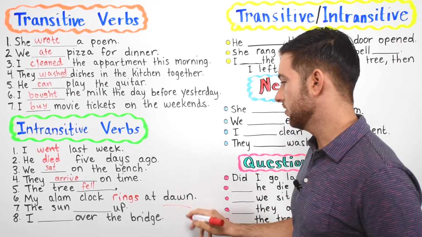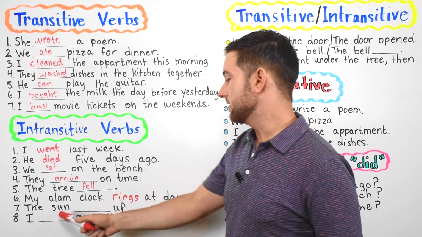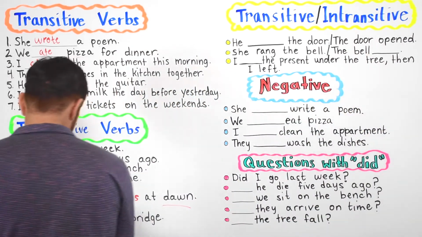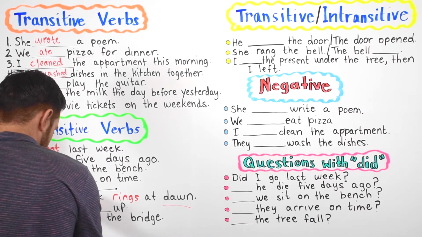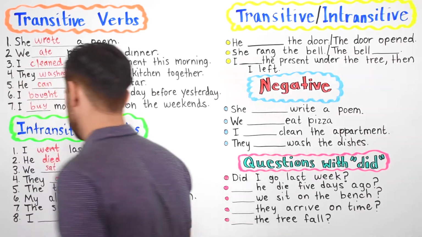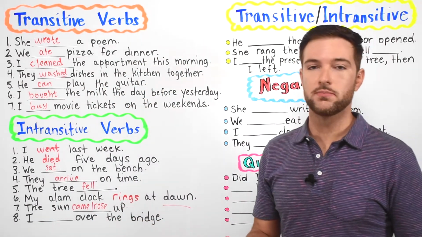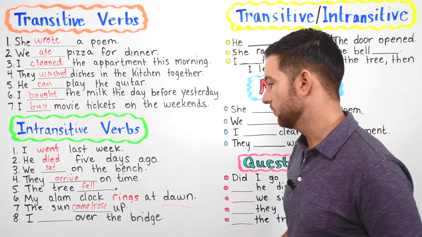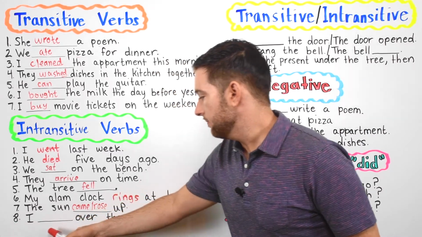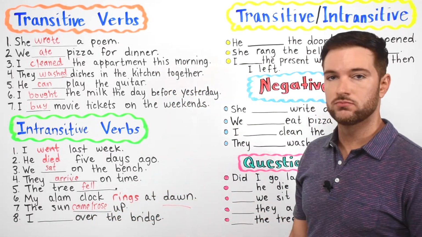Remember, dawn is l'aube. Number 7, the sun blank up. We can say the sun came up, right? Came up. Or you could say the sun rose up. Okay, the sun came up. The sun rose up. Le soleil s'est levé. Right? Et finalement, number 8, I blank over the bridge.